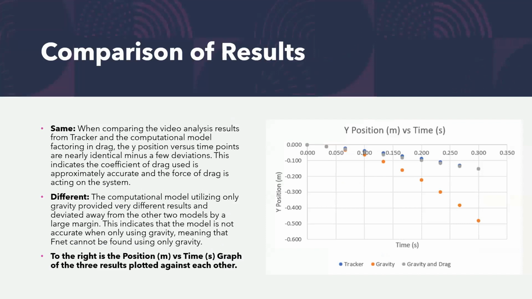When comparing the video analysis results from Tracker and the computational model factoring in drag, the y position versus time points are nearly identical minus a few deviations. This indicates the drag coefficient used is approximately accurate and the force of drag is acting on the system. The computational model utilizing only gravity provided very different results and deviated from the other two models by a large margin. This indicates that the model is not accurate when only using gravity, meaning that F net cannot be found using only gravity. To the right is the position versus time graph of the three results plotted against each other: the Tracker one in blue, gravity in orange, and the gravity and drag model in gray.